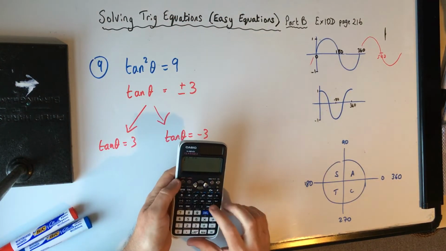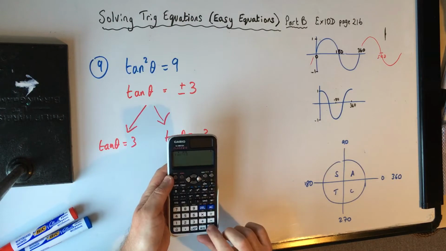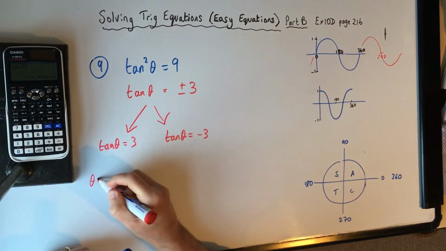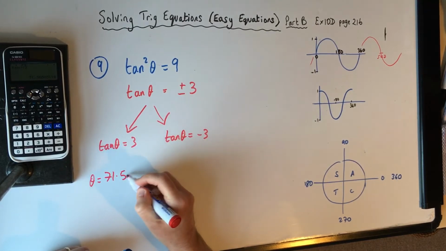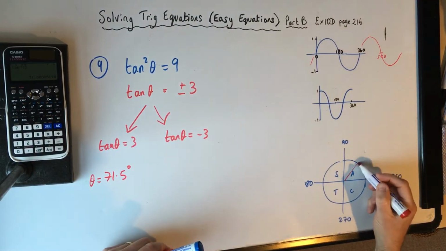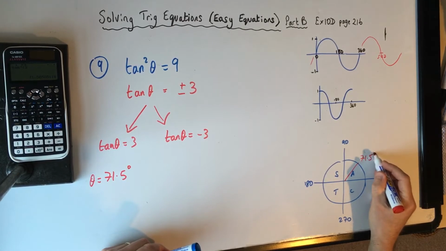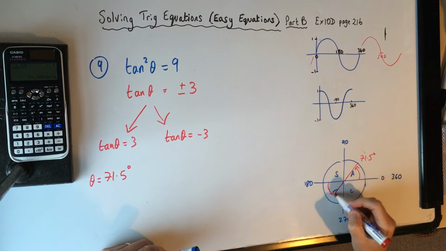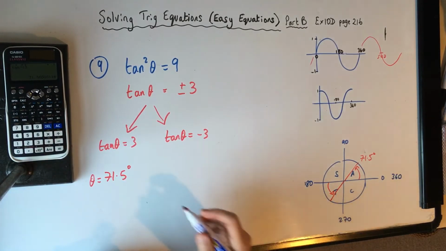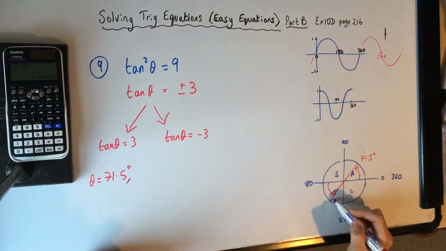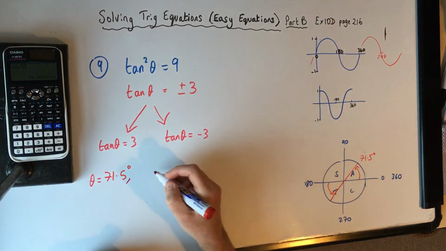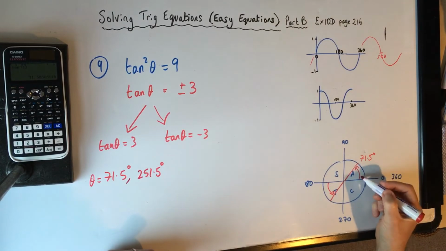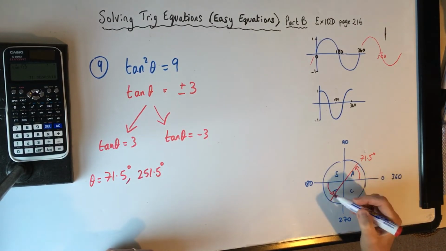and we go inverse tan of 3 and press equals 71.5 degrees. So theta is equal to 71.5 degrees. Let's put 71.5 on our CAST wheel. That's what we've turned. Where else? In this region here, 71.5. So if I add 180 plus 71.5, I get 251.5 degrees. So those are the two 71.5s in those two quadrants.